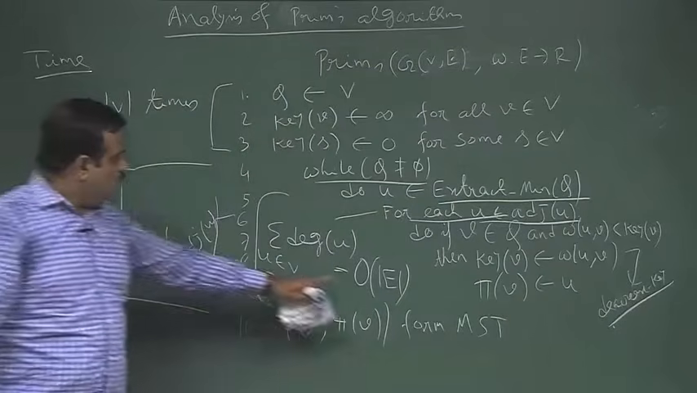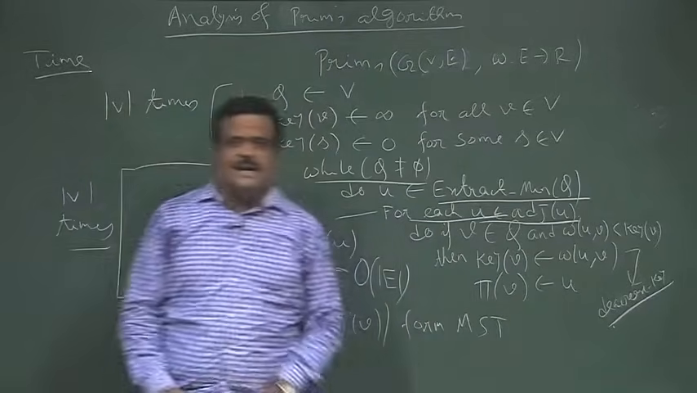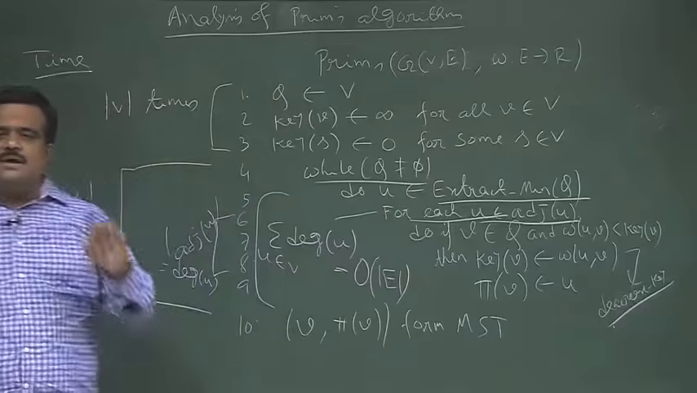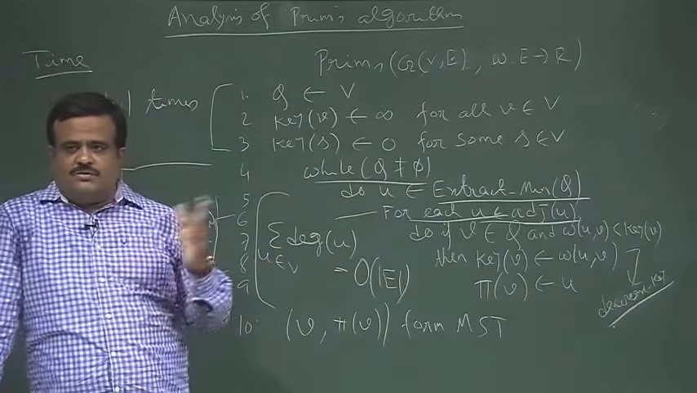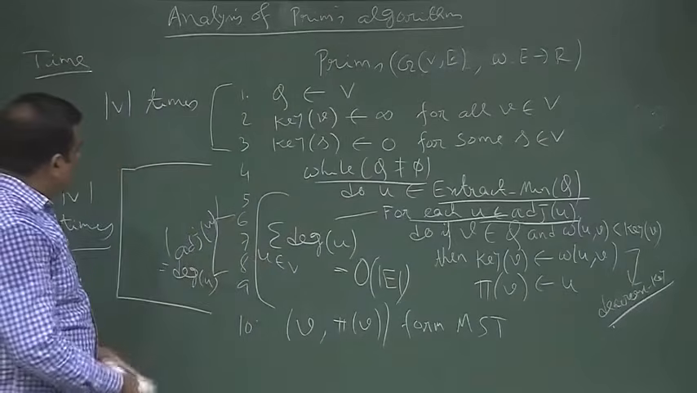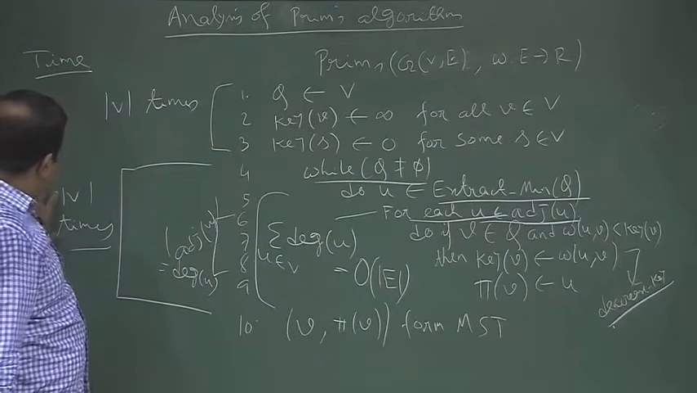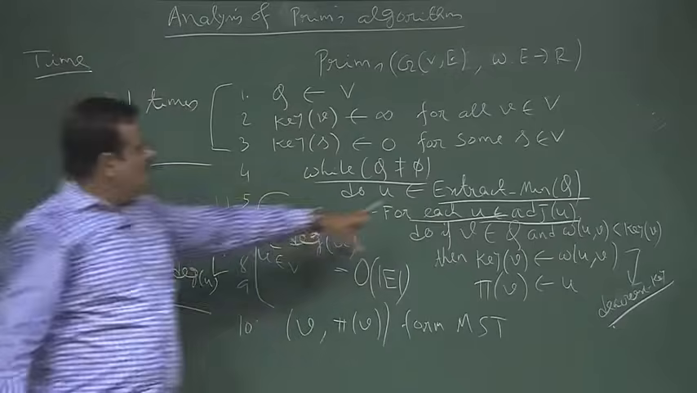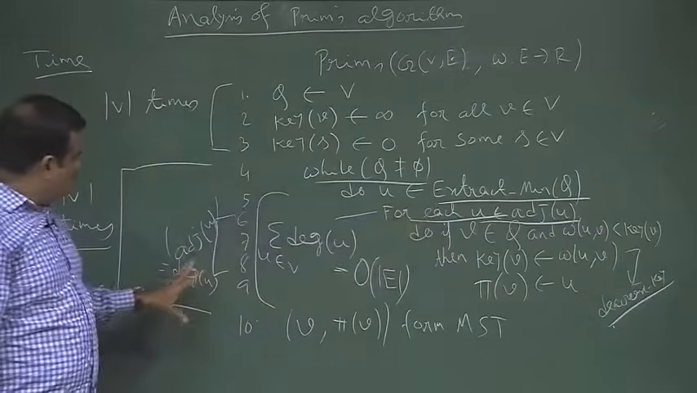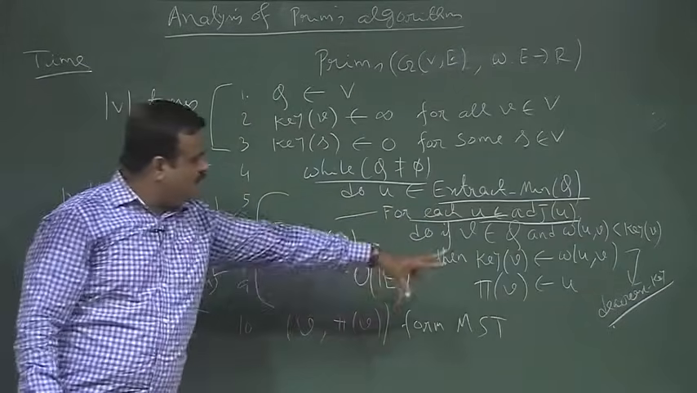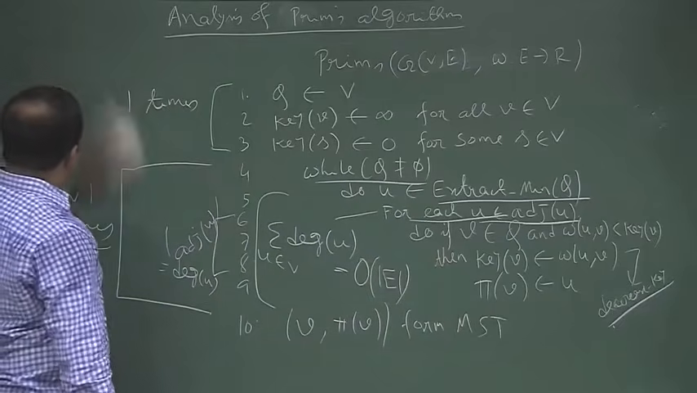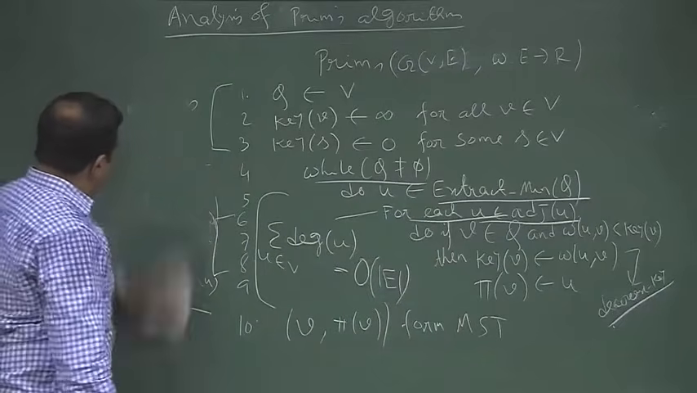This is basically order of E by the handshaking lemma, the summation of degree is order of E. So, this time we are doing the decrease key, and again decrease key will depend on the data structure we are using. So, what is the total time complexity? Time complexity is order of V plus order of V times extract min plus order of E times decrease key.